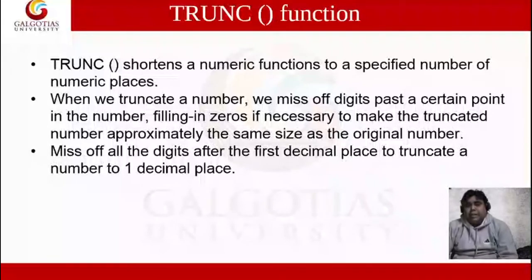So when we truncate a number, we miss off digits past a certain point in the number, filling in zeros if necessary to make the truncated number approximately the same size as the original number, or we miss off all the digits after the first decimal place to truncate a number to one decimal place. Now let's implement these things.